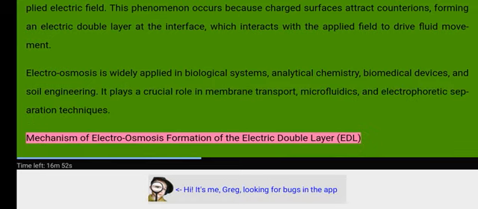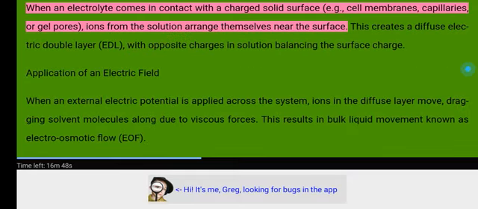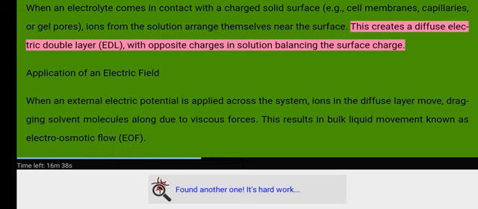Mechanism of electroosmosis: formation of the electric double layer, EDL. When an electrolyte comes in contact with a charged solid surface, e.g., cell membranes, capillaries, or gel pores, ions from the solution arrange themselves near the surface. This creates a diffuse electric double layer, EDL, with opposite charges in solution balancing the surface charge.